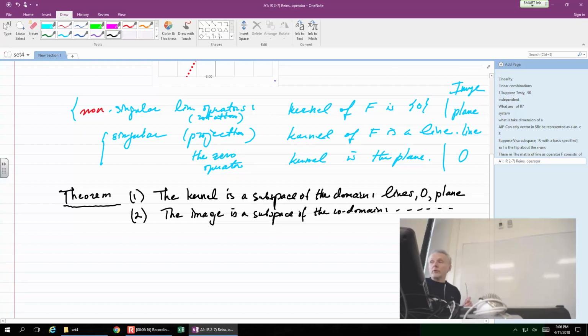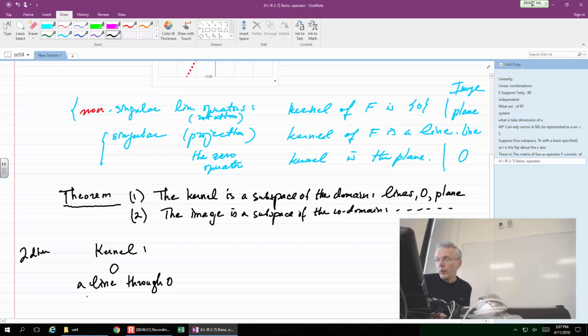The answer in the two-dimensional case will always be the same for both of these. If you want to put it in a hierarchical way, it will be a point, a line through the origin, so not any line, or the whole plane. So in the two-dimensional case, the kernel will be 0, a line through 0, or the whole plane.